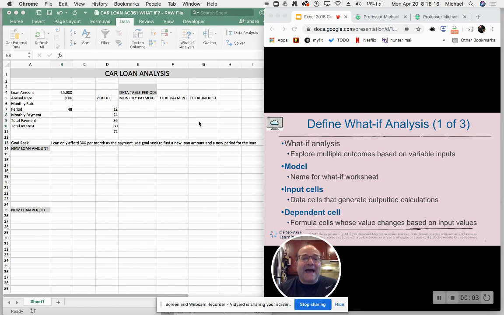So we're going to take a look at Excel's what-if analysis functions here. And we're going to take a look at it using a car loan, which we've already looked at in class. So let's just review that quickly.